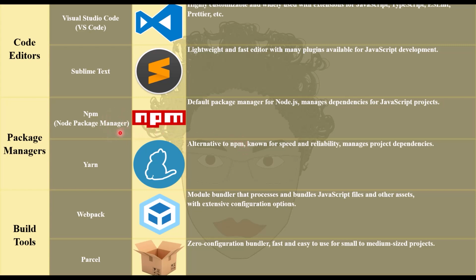Some of the package managers, one of them is NPM, Node Package Manager. Default package manager for Node.js, manages dependencies for JavaScript projects. Another is Yarn, alternative to NPM, known for speed and reliability, manages project dependencies.